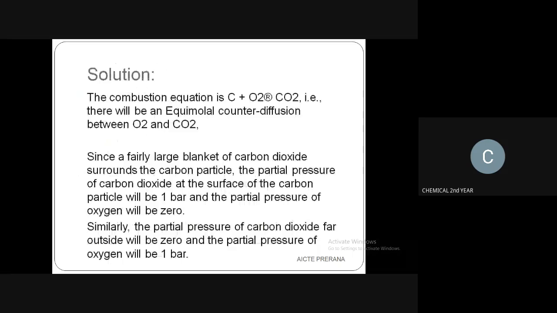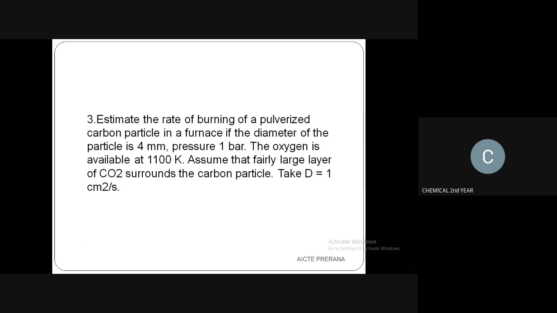Into 2 into 10 to the power minus 3. Here the diameter is given, and from that you can calculate the radius. This 2 into 10 to the power minus 3 is the diameter, not temperature, and the radius can be converted from this, divided by R into the oxygen present. Now we can calculate the value for NC naught.